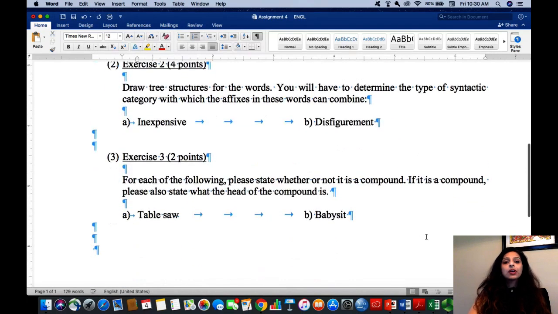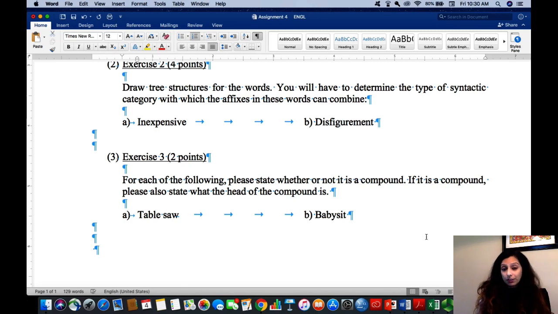Question number two, very straightforward. I want you to draw morphological tree structures for each of these words. The first one is inexpensive, and the second one is disfigurement. So what I want you to do is translate these into IPA first, and then figure out what the root of the word is, and then figure out what the prefixes and the suffixes of this word are, and determine which suffix can attach first, and then what prefix or suffix can attach next.